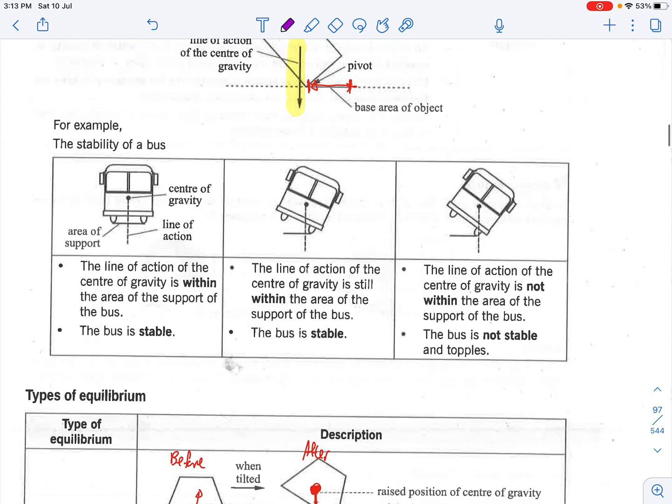One good example that we can illustrate is the stability of a bus, whereby the center of gravity for the bus is always below the area or within the area of support. Even when there is a lot of bus movement, the bus is still stable in the sense that the line of action is still within the area of support of the bus. However, in movies, the bus topples when they do a very sharp turn. This is where the mass starts to shift, and the bus will topple when the center of gravity is outside the base area.